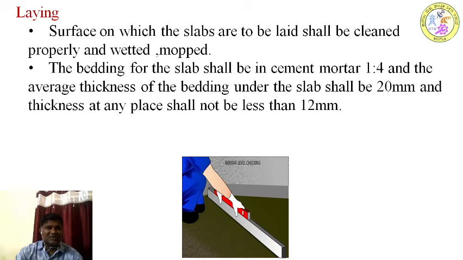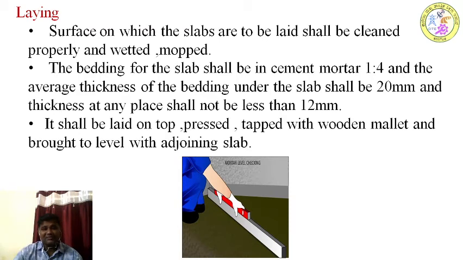The cement mortar that can be consumed within 30 minutes should be prepared, and it will be spread on the surface. Immediately after spreading, the thickness will be around 20 mm, and the minimum thickness of the mortar should be 12 mm. Next I am going to lay the slab. After bedding the cement mortar with a straight edge, I am going to lay the marble slab on the cement mortar bedding.